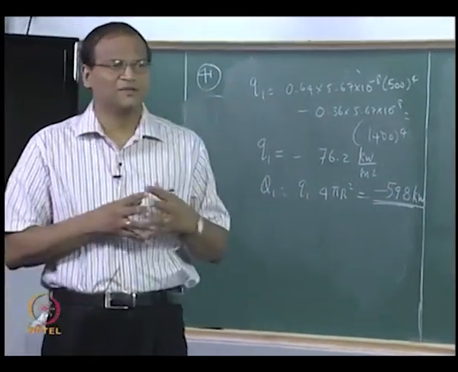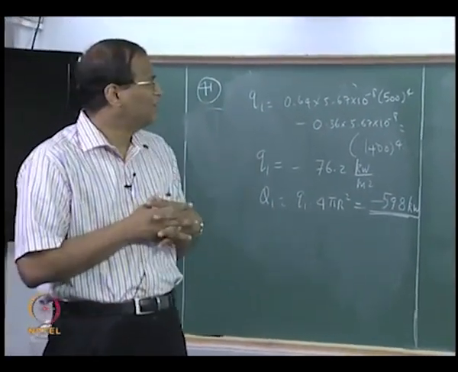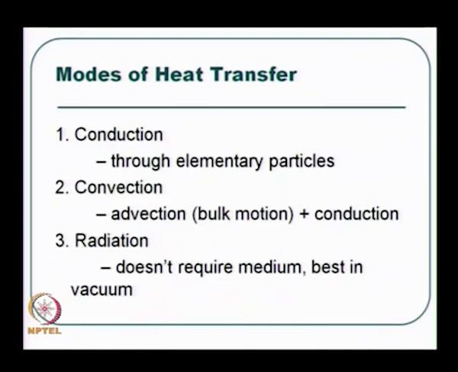We should not say this at the fag end of the course, everybody knows that there are 3 modes of heat transfer: conduction through elementary particles, convection is advection plus conduction with bulk motion. Radiation does not require a medium, it is best in vacuum. So some people skip point number 2 and say that there are only 2 modes of heat transfer, conduction and radiation, okay.